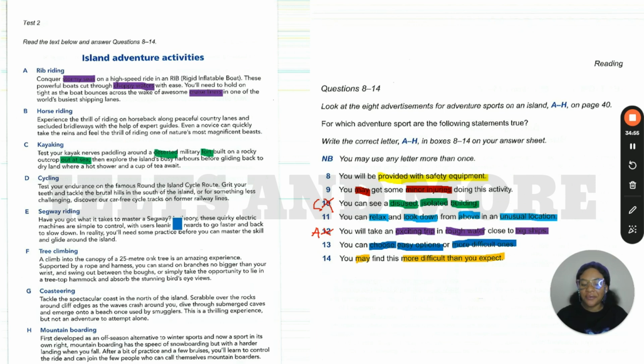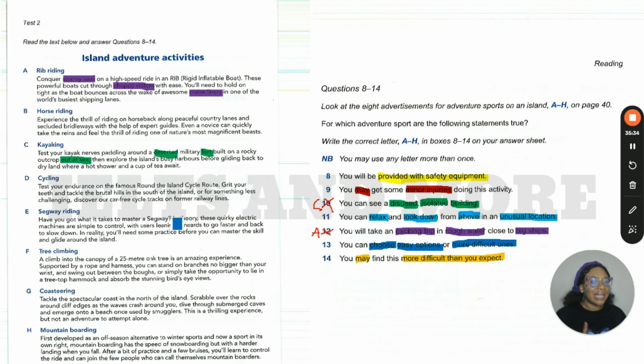So this particular activity gives you two options. You can either take the brutal one and you do it while gritting your teeth. You grit your teeth when you're doing something really scary or difficult. So that's what they're trying to say: if you're more daring, go ahead and grit your teeth and tackle the brutal hills in the south of the island. That's your choice. Or if you want something less challenging, like you don't want stress, you should go for the other option, which is discover their car-free cycle tracks on former railway lines. That one is easier. We saw something like that, and that should be number 13.